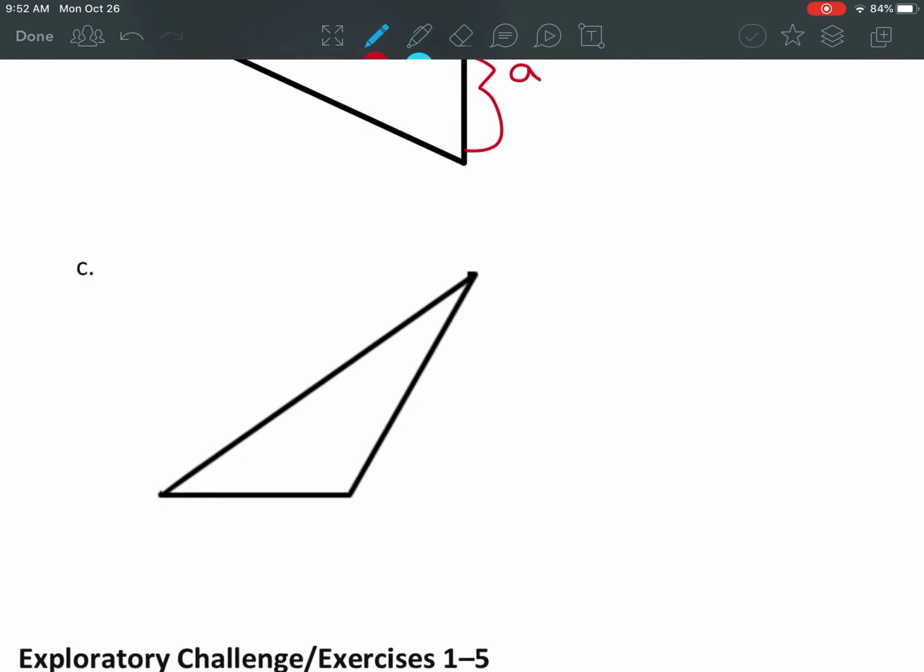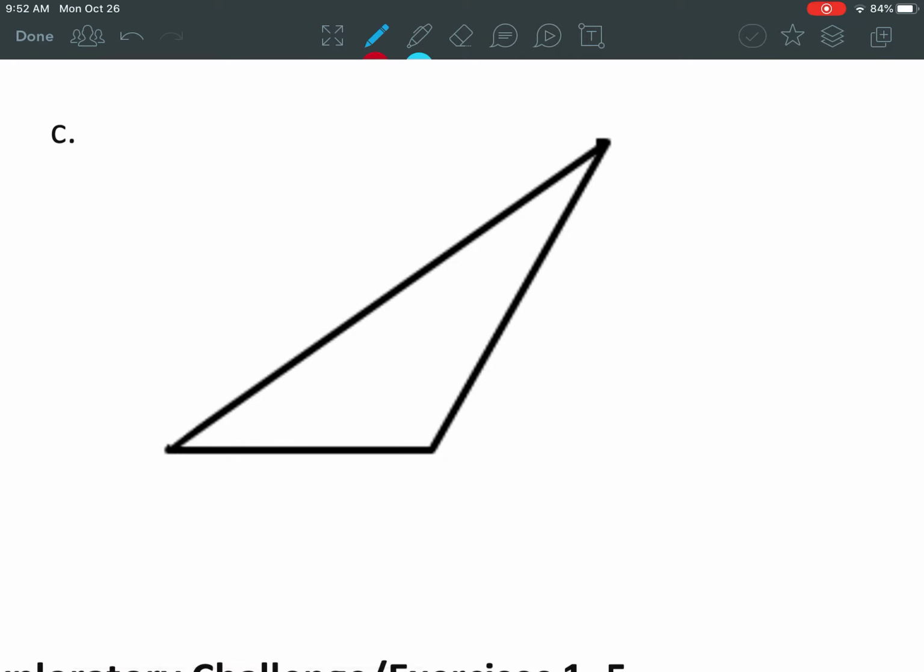All right, now obtuse triangles. These ones are really tricky. A lot of times students try to do this, but that doesn't get us to our highest point. So students will try to do this. That doesn't give us a right angle. So we need to draw straight down, and I just kind of extend my base to create that right angle. And from here to here is our altitude.